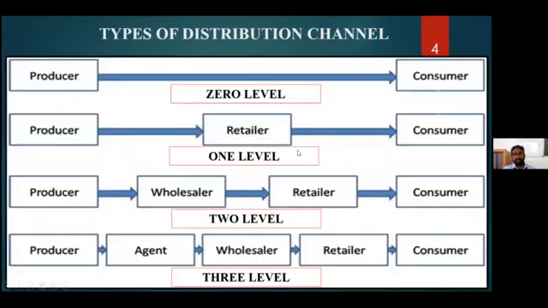So these are the different types of distribution channel. This diagram shows the different types of channels of distribution in a nutshell. Here we can see zero level, one level, two level, and three level channels of distribution. Maybe some organizations are using four level channels also, but these are the options available in front of an organization.